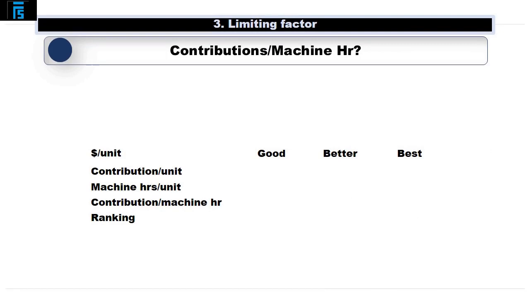Now that we know the contribution per unit, we need to take this one step further and calculate the contribution per machine hour, so we need to remind ourselves of how many machine hours each product takes. A good takes 4 machine hours to make, so the contribution per hour is 50 cents. A better takes 3 machine hours, giving a contribution per hour of $1.17, and a best takes 2.5 machine hours, giving a contribution per hour of $1.30.